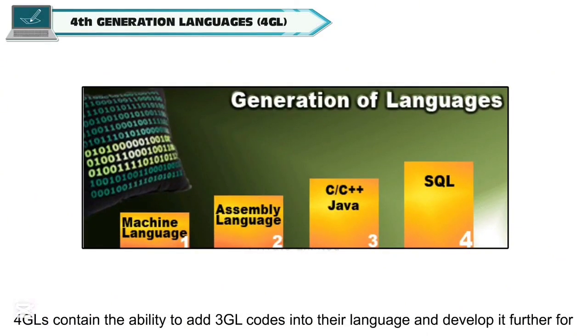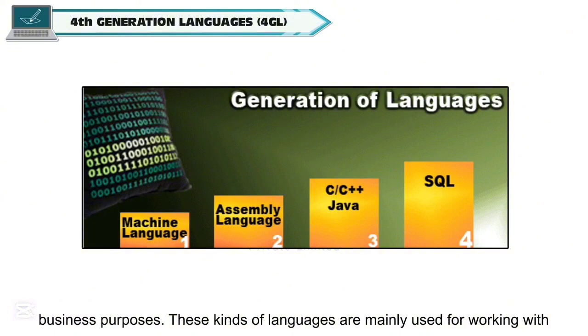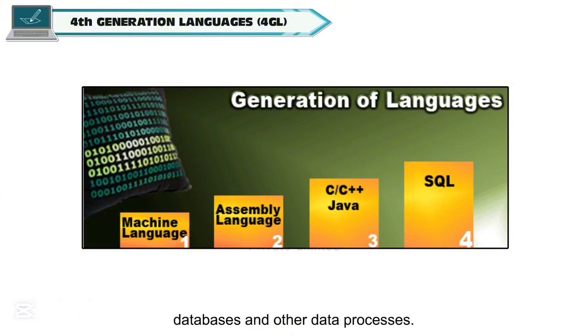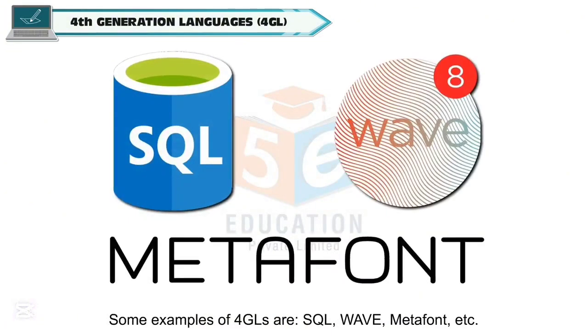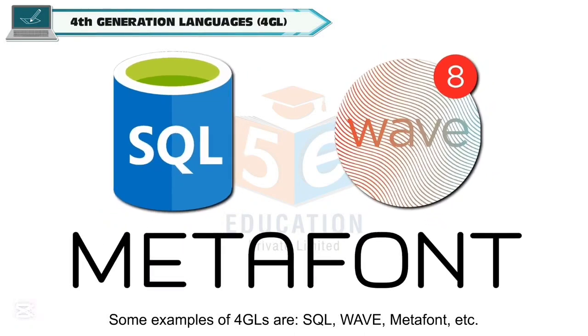4GLs contain the ability to add 3GL codes into a language and develop it further for business purposes. These kinds of languages are mainly used for working with databases and other data processors. Some examples of 4GLs are SQL, Wave, Metaforms, etc.